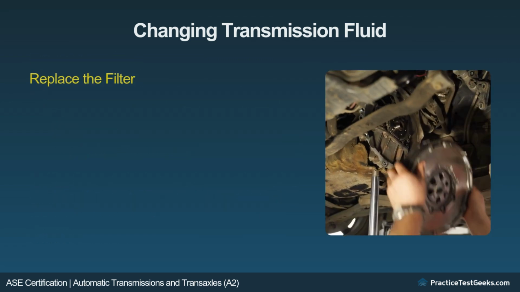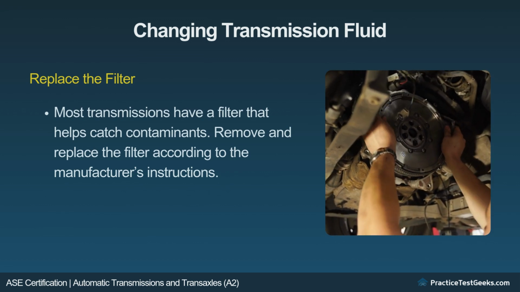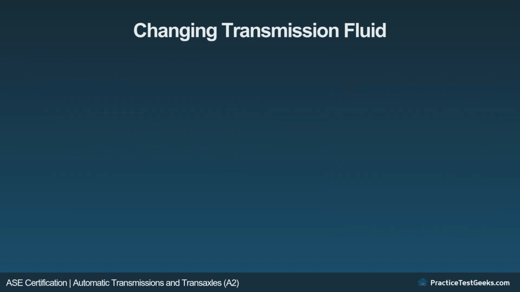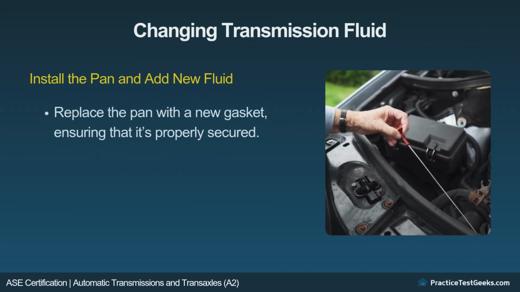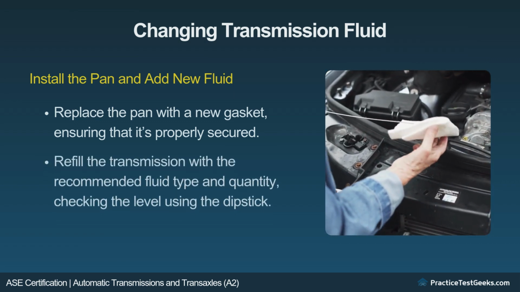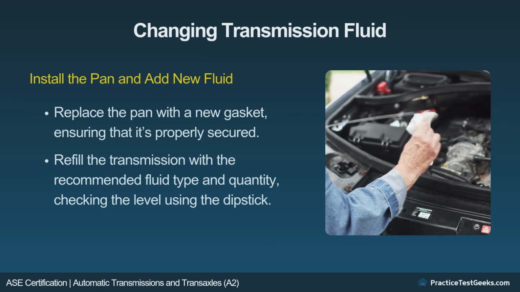Replace the filter. Most transmissions have a filter that helps catch contaminants. Remove and replace the filter according to the manufacturer's instructions. Install the pan and add new fluid. Replace the pan with a new gasket, ensuring that it's properly secured. Refill the transmission with the recommended fluid type and quantity, checking the level using the dipstick.